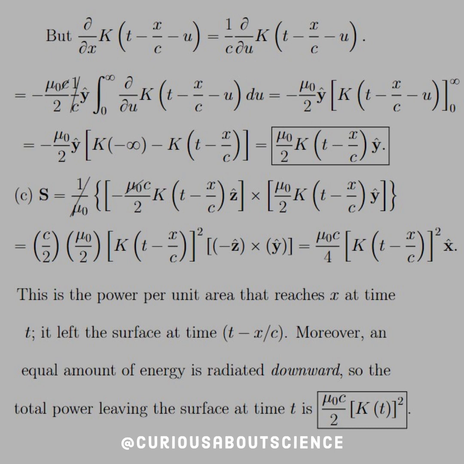And then what we have to say is that this is the power per unit area that reaches x at time t. It left the surface at time t minus x over c. Moreover, an equal amount of energy is radiated downward. So the total power at the surface at time t is mu naught over c divided by 2, since we have twice, k of t squared. Okay, not too bad, but definitely a little bit of mental work with the retarded times.